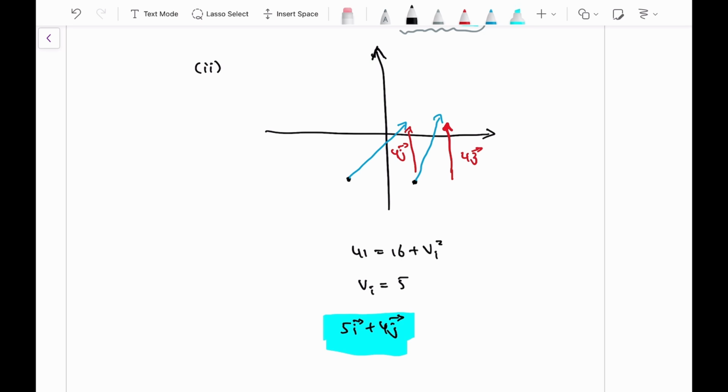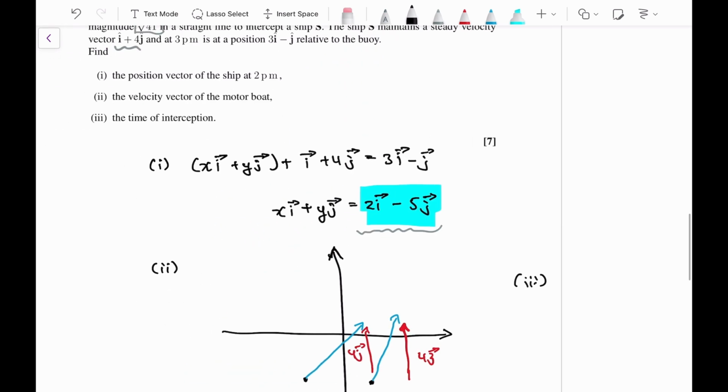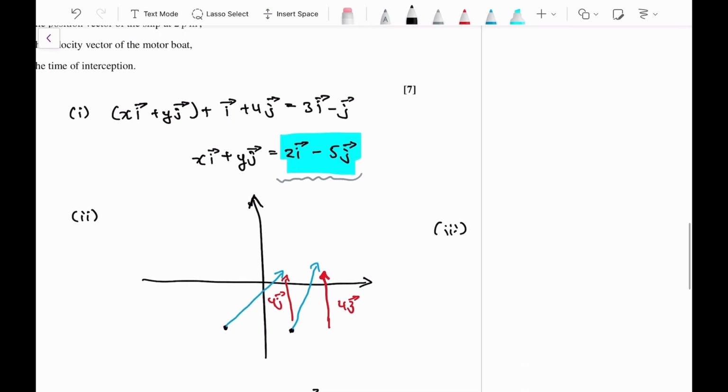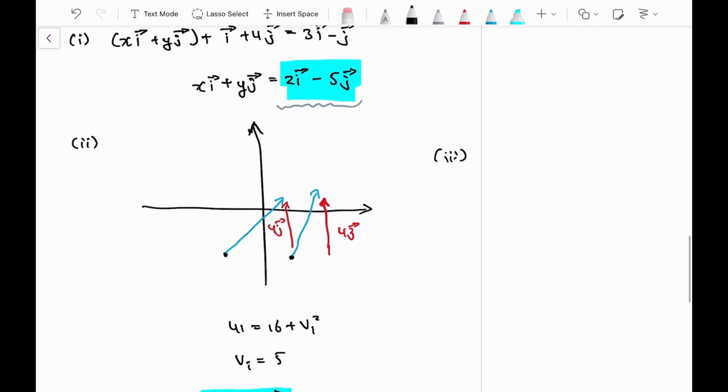Now for the third component, let me write it over here. It wants us to calculate the time of the interception. I think my idea is that in the j direction they're always in the same plane, so the only way for us to calculate the time of interception will be in the i direction. So basically we can say when the position of the boat is equal to the position of the ship in the x direction, so in the i direction.